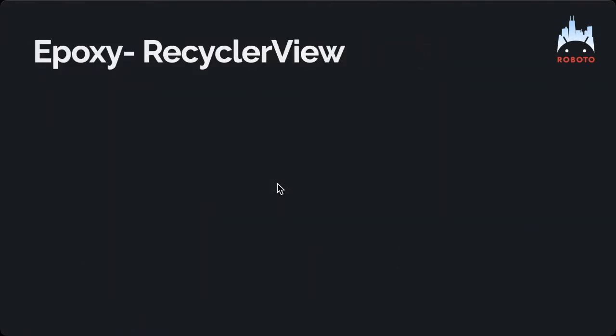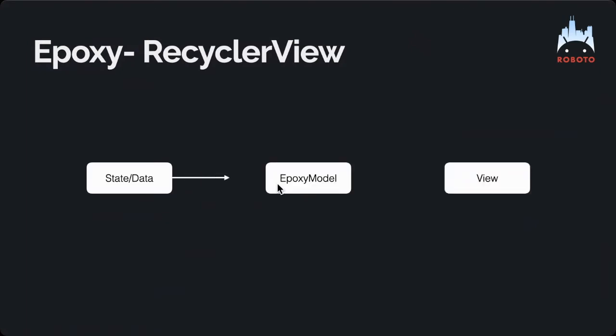Now, this concept can go further, and now we're going to look at how Epoxy works. It's based out of RecyclerView. We have simple things. The data forms the state of the UI and then goes into the Epoxy model, which is the central layer. Now, this Epoxy model is going to be the view that represents the RecyclerView.